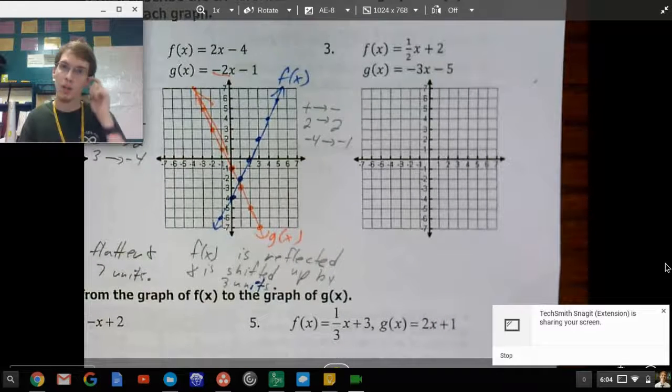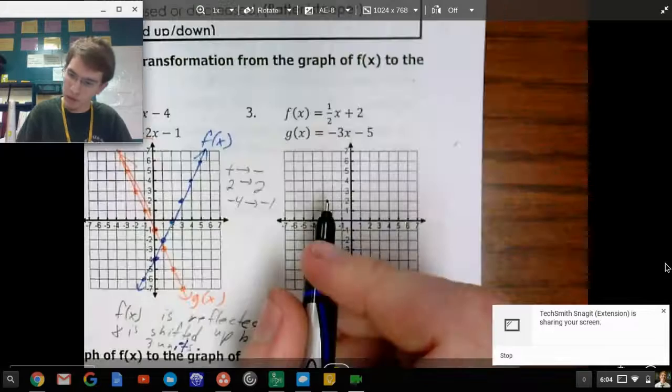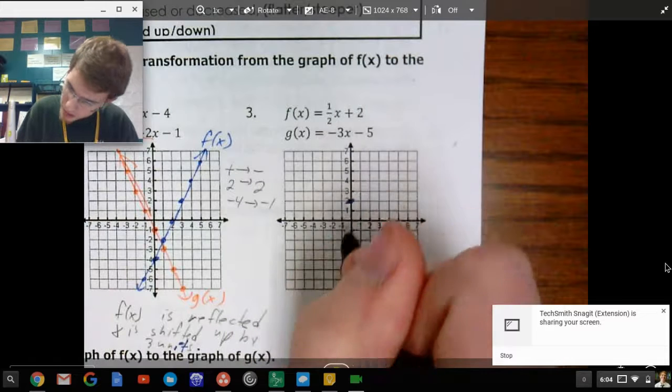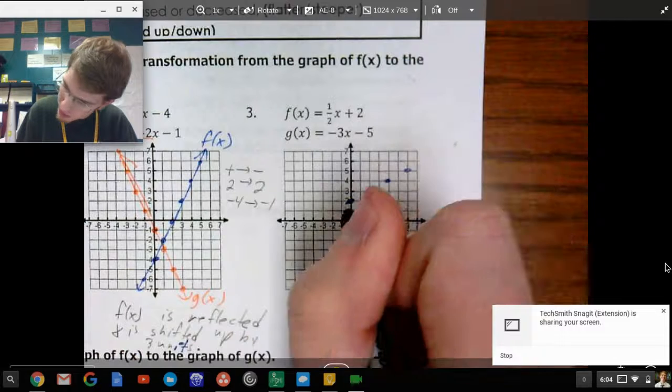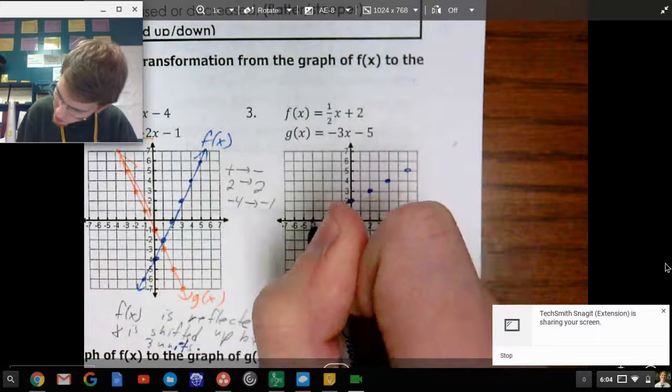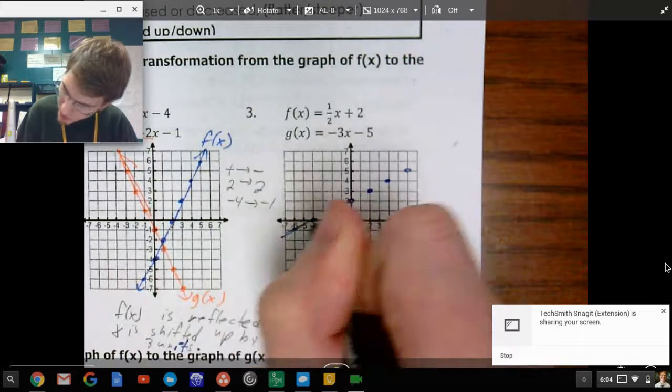Okay. All right, number 3. Let's see, we start at +2, slope of 1/2, up 1/2, up 1/2, up 1/2. Down 1 to the left 2, down 1 to the left 2.